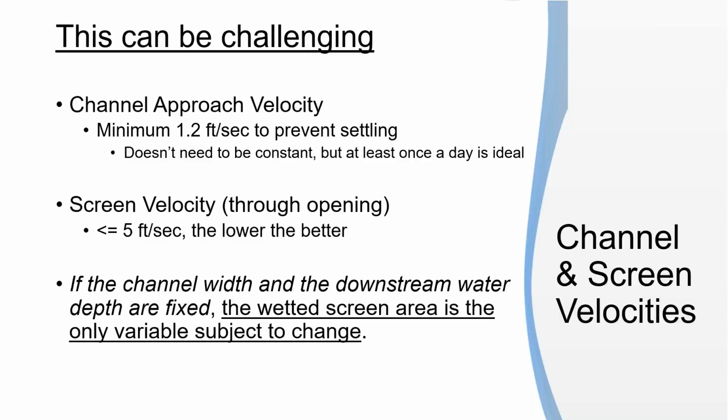However, our screen velocity, we want to have relatively low. 5 feet per second is about the maximum velocity you want through a screen, ideally less than 4 if it's a bar screen. So we're aiming for somewhere in the middle on that. It does mean we're at odds trying to minimize one, maximize the other, but we can work within that. One of the important things to note is that if the channel width and the downstream water level are fixed, the only thing we can start to change at that point is this wetted screen area. So in a few slides, I'll be talking about ways we try to maximize that.